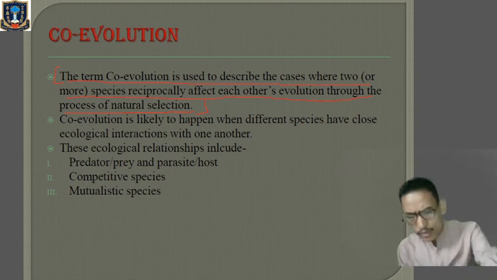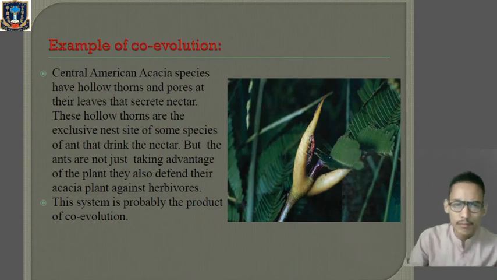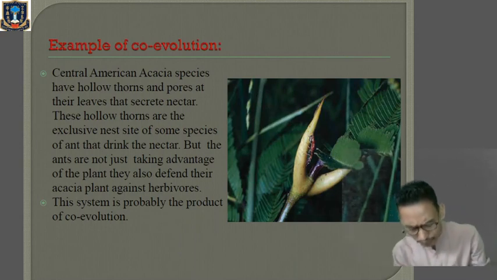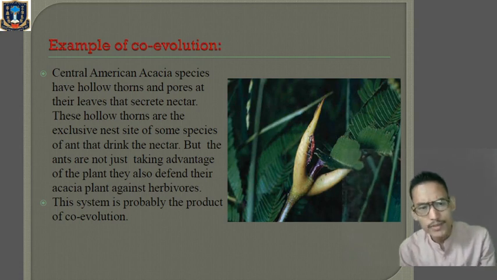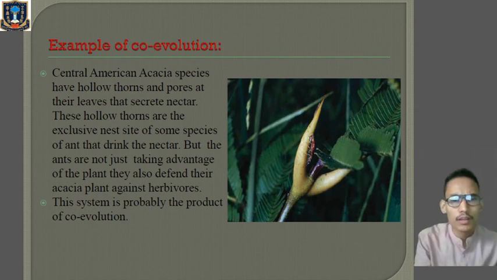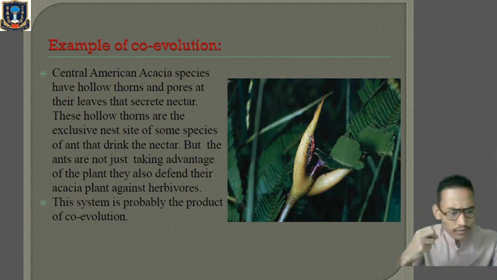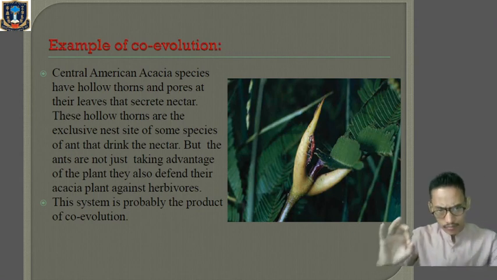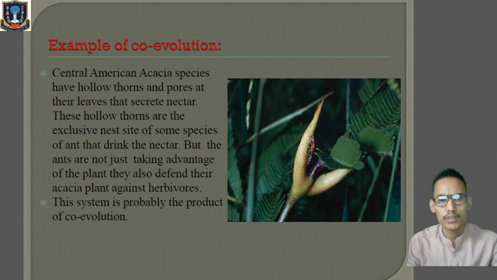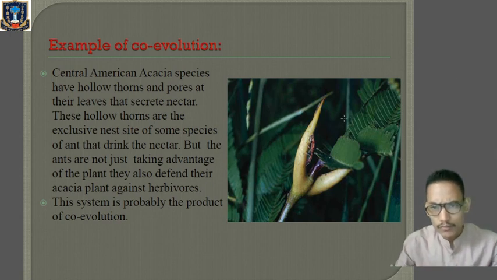Now I'll give one example of coevolution by taking the example of Central American acacia species. These acacia species have hollow thorns and pores on the leaves, and they secrete nectar. The hollow thorns are also the sites for ants. That means in the hollow thorns we'll find certain ants. So you can see over here in the given figure the hollow thorns, and you can see the ants which are present on the hollow thorns of acacia species.